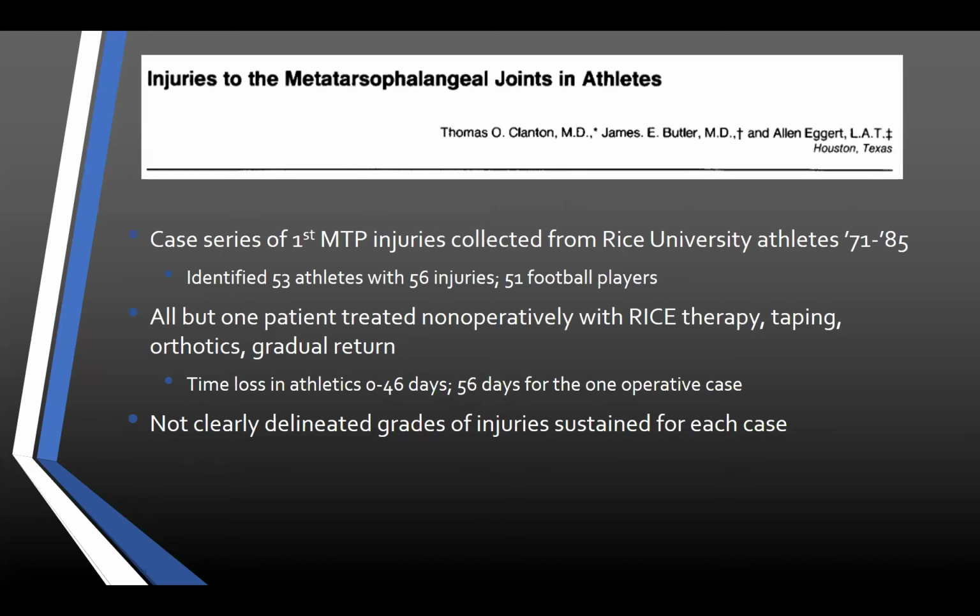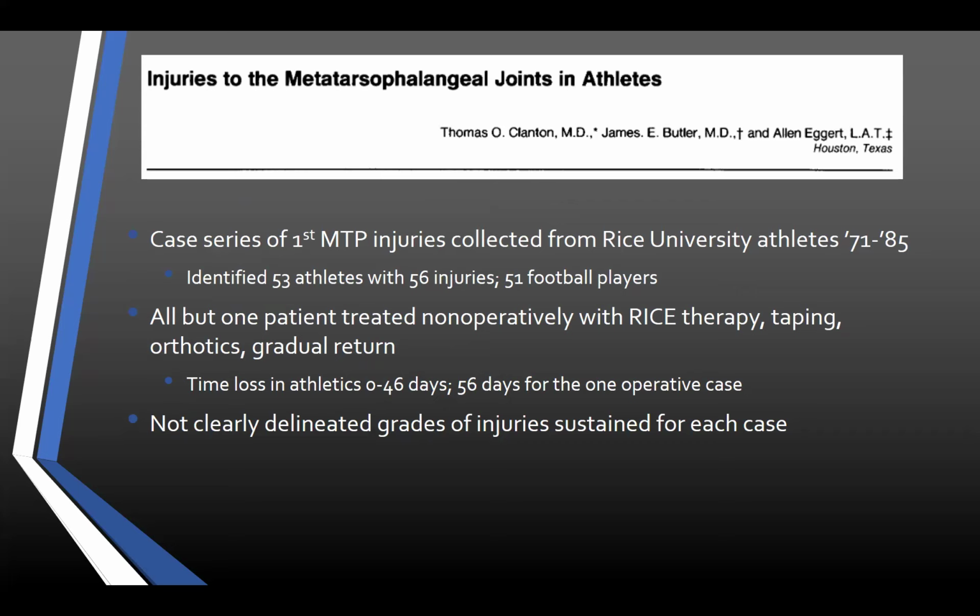So looking a little bit more at the literature surrounding non-operative management, really the big one comes from the more historical paper from 1986. This was one of the first big papers published about turf toe. So 1986 by Clanton, he had a case series of 56 injuries from 53 athletes, 51 of them football players, while he was at Rice University, and they all sustained their injuries while playing on an artificial turf surface.